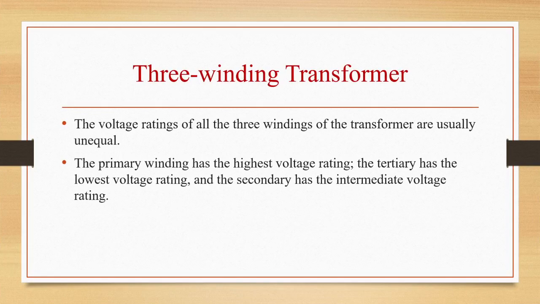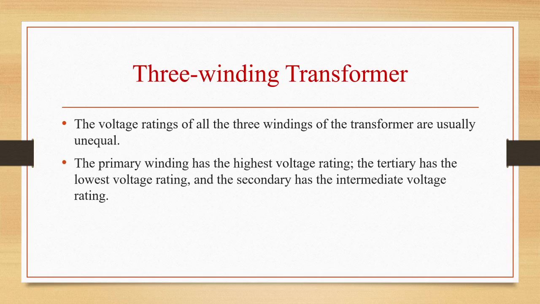Primary winding has the highest voltage rating, tertiary has the lowest voltage rating, and secondary has the intermediate voltage rating. Okay. So now, as earlier we have seen, only a two winding transformer, or an auto transformer with only one winding. A two winding transformer is a normal transformer. Then an auto transformer has only one winding.